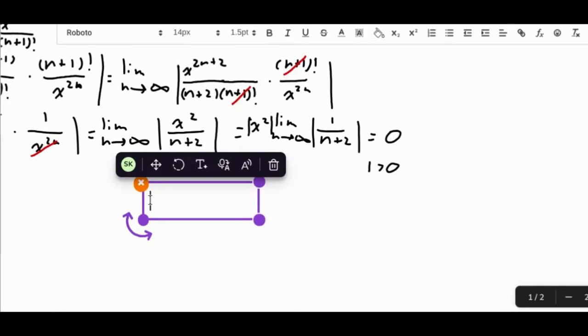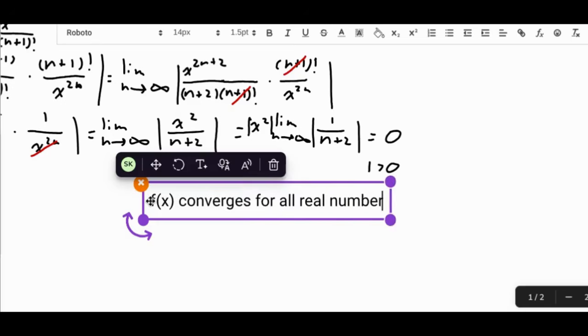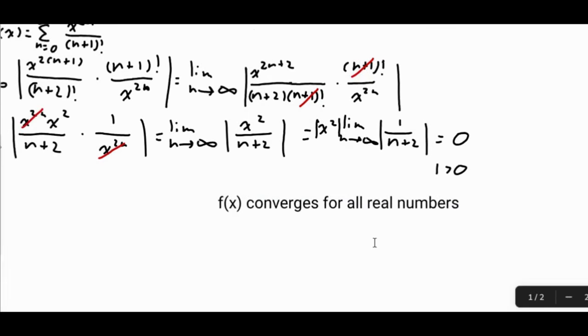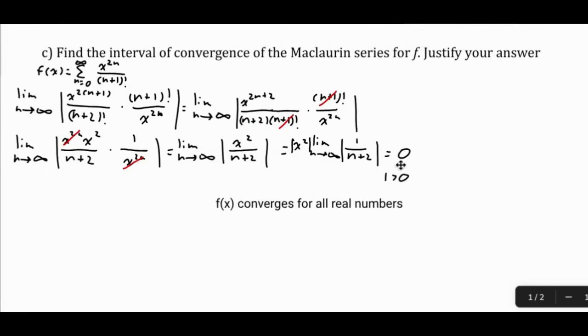We can go ahead and write that f of x converges for all real numbers. Or you can write from negative infinity to infinity. It doesn't really matter. They mean the same thing. But that is your Unit 10 FRQ done. Let's go check out some MCQs.